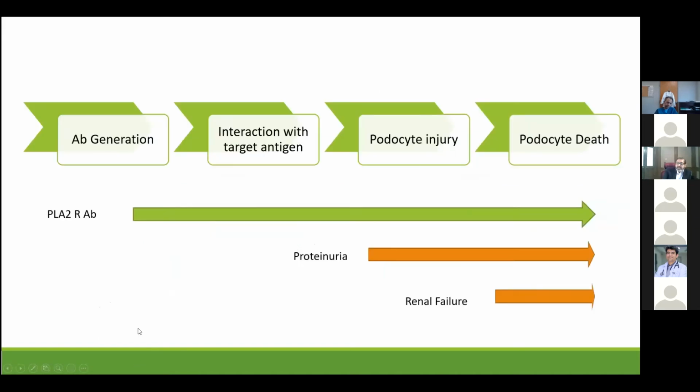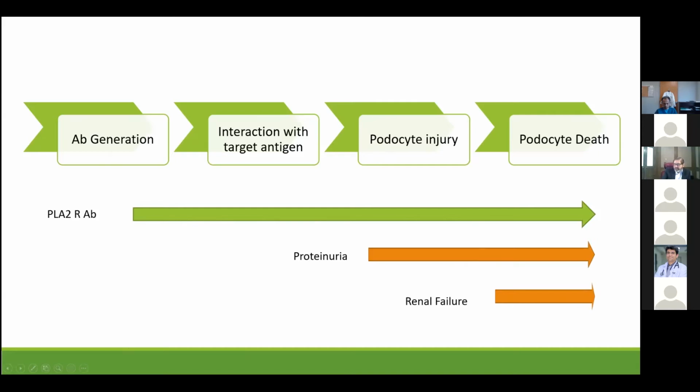So the paradigm of development of membranous nephropathy is pretty straightforward. Antibodies are generated. We are using the example of PLA2R antibody. So this is essentially an autoimmune phenomenon. It interacts with the target antigen, leads to podocyte injury, and eventually causes podocyte death. So in its most simplistic form, the antibody starts circulating even before there's any problem. Then you start seeing some proteinuria, which then progresses to nephrotic syndrome. And then eventually you start seeing renal failure.